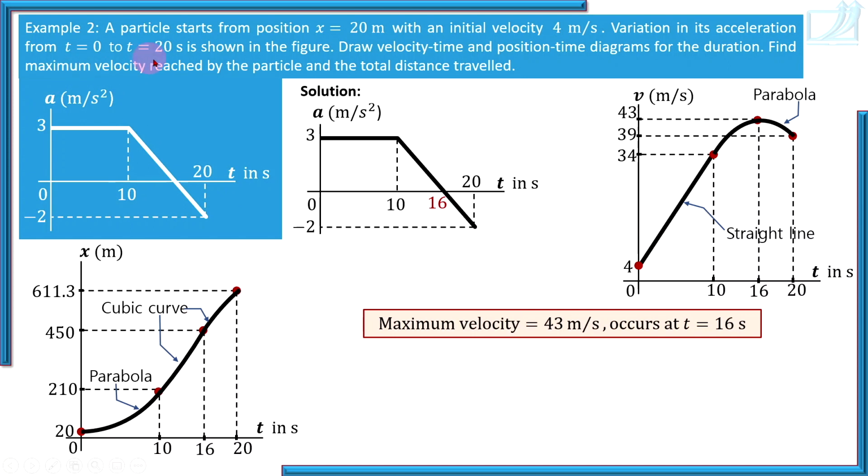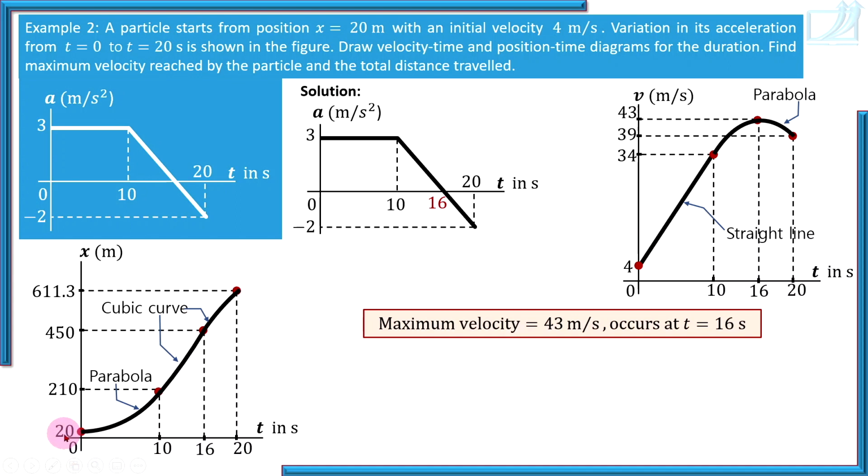You are asked maximum velocity reached. It is 43 meters per second and occurs at t equal to 16 seconds. Don't just write maximum velocity value. When it occurs, you should mention there. And what else? The total distance traveled.